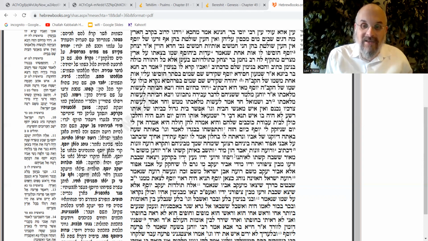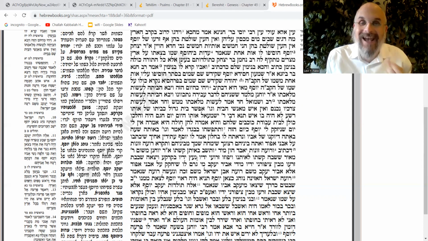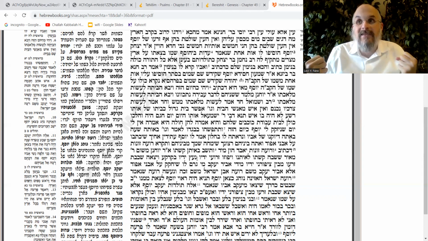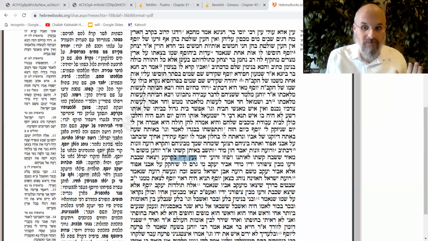But then the verse goes on to say, the next half of the verse was, and his arms were gilded from the hands of the mighty one, Yaakov. So he used his hands, the strength of his hands, instead of using the strength of his hands for that bow, he used the strength of his hands to stop it. How so? Noatz Yodov Bekarka. He stuck his hands into the ground.